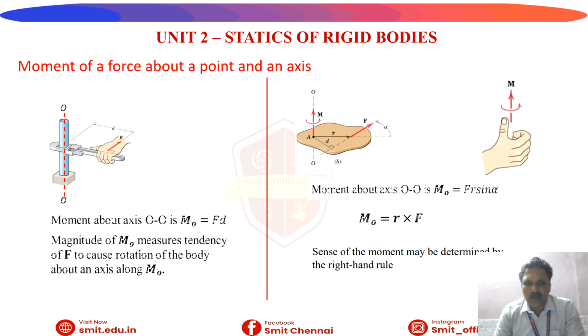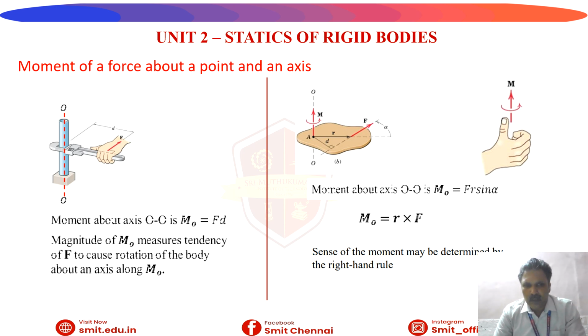This slide represents the moment of a force about a point and an axis. See in this slide one application diagram. One pipe wrench is being used to loosen a pipe. They are fixing it onto the pipe and giving a rotational motion. Here we can see the force F is acting in that direction, and D is the distance with respect to the object you want to rotate. That is the reference point.